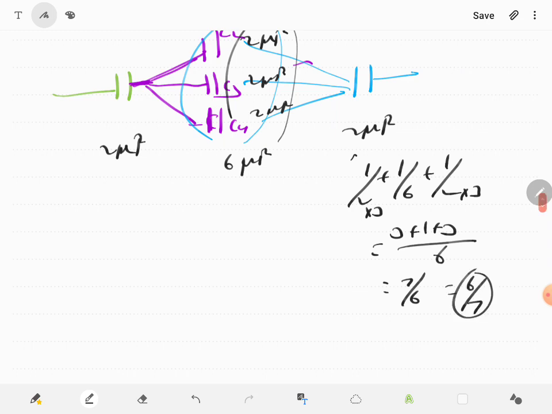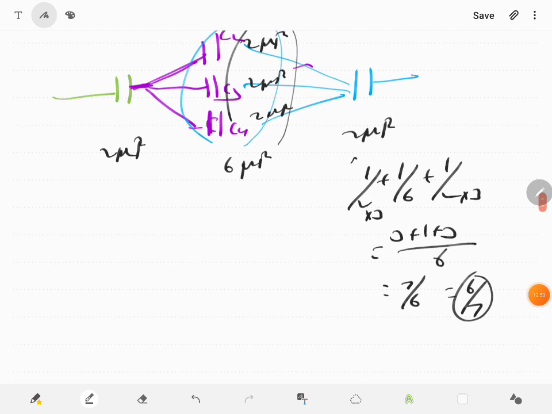Can we say it is 6 by 7? So that is the equivalent capacitance. What are they asking? Is it microfarad? So 10 to the power minus 6 farad, or microfarad. Each of them is two microfarad. Find the equivalent capacitance. This is the way to do it.